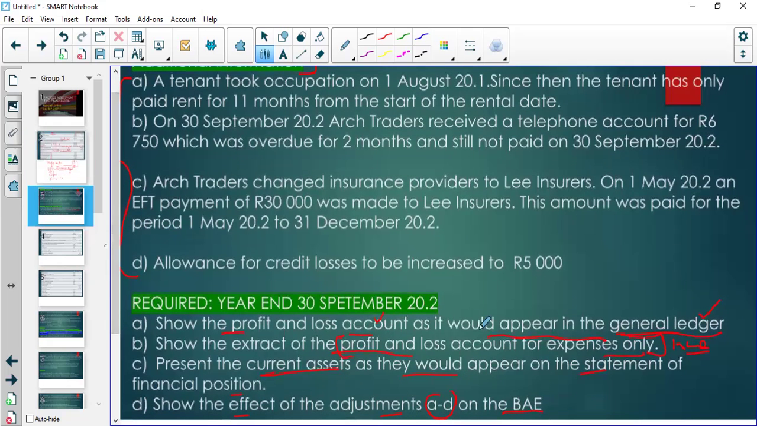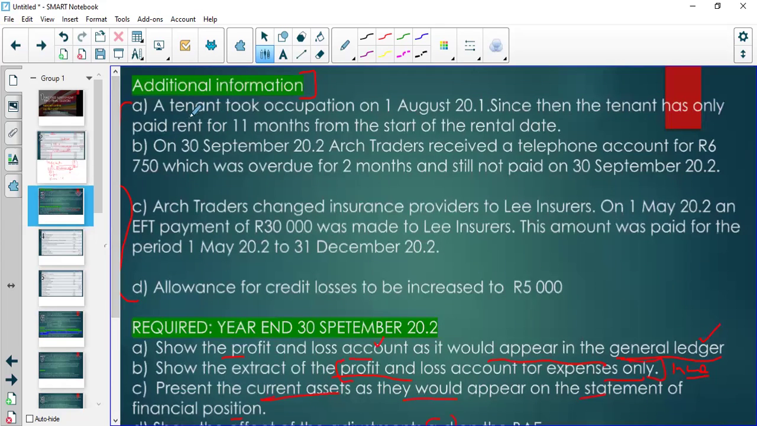All right, so the first adjustment is here, right? A tenant took occupation. So the year end is 30 September 2002. So which means that it started on the 1st of October 2001, right? Then the year ends 30 September the following year. So that's our financial year. So we are going to report things that fall within this particular financial year, the income and expenditure for this particular year. All right, so that's what we're going to do.